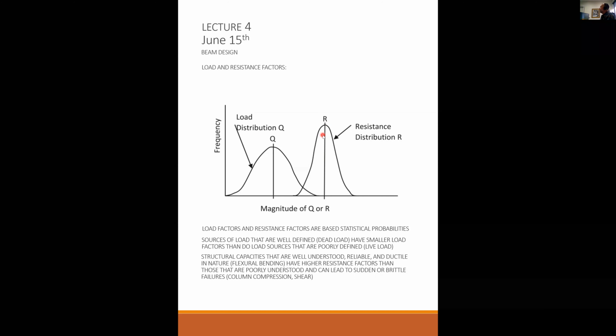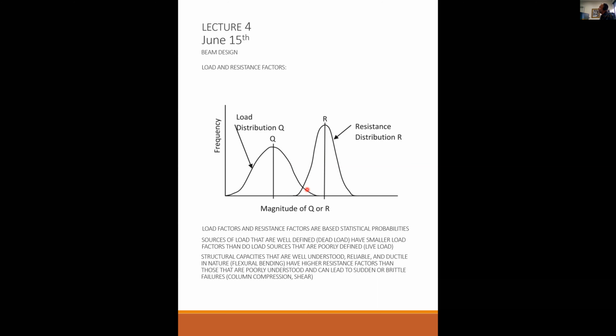If what you're designing is very well understood, like flexural bending, then this distribution is going to be fairly narrow. There's not going to be a wide variance from what you think it should be. If the load is well understood, this is going to be somewhat narrow. If the load is not very well understood, this is going to be somewhat wide. But look at this area down here.